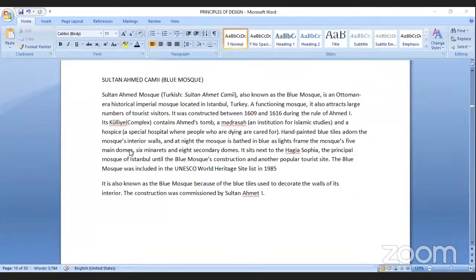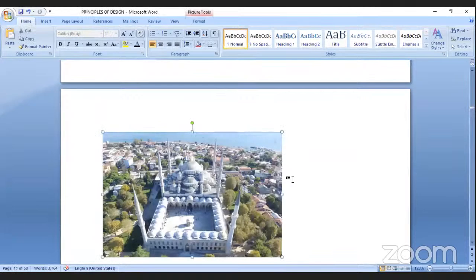The mosque has 5 main domes, 6 minarets, and 8 secondary domes. It sits next to Hagia Sophia, the principal mosque of Istanbul until the Blue Mosque's construction, and another popular tourist site. Hagia Sophia was constructed first, then this Blue Mosque. Apparently, Sultan Ahmed, the king who commissioned it, wanted it to be bigger than Hagia Sophia. The Blue Mosque was included in the UNESCO World Heritage Site list in 1985. Yes, we'll discuss what minarets are and everything.